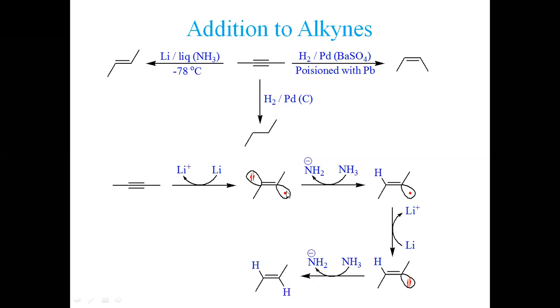What happens next? Ammonia is a source of protons. This negative charge takes a proton from ammonia, converting that into amide, NH2 negative. So it has been protonated, and we get a hydrogen at this place. This hydrogen is coming from ammonia. That's why I have presented it in blue color, showing that this hydrogen is coming from ammonia. Now we get a free radical.